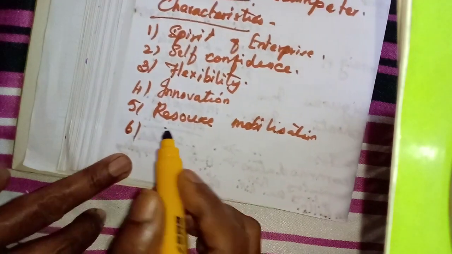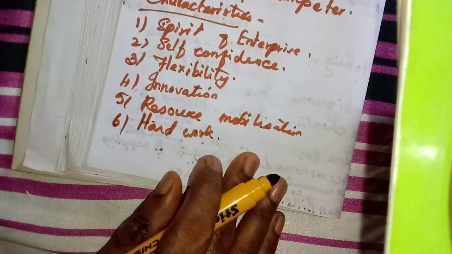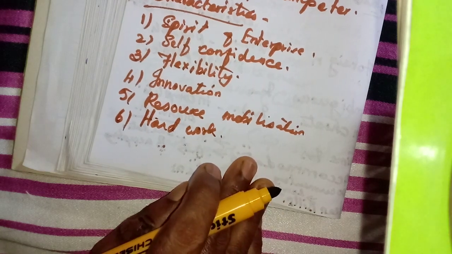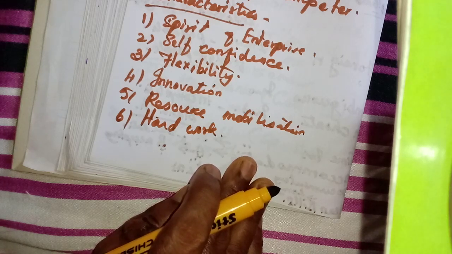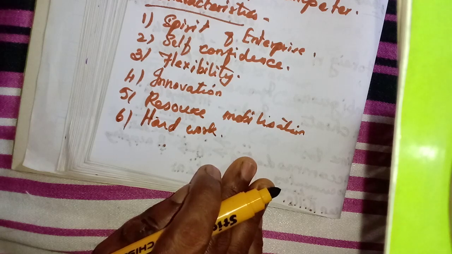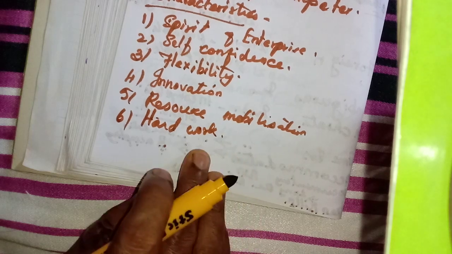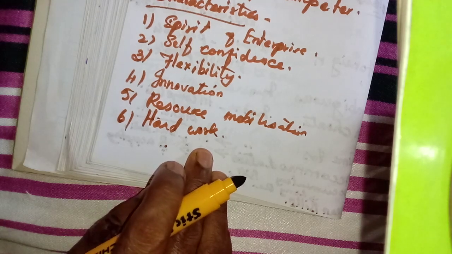Then hard work. Hard work is needed for any person. So as an entrepreneur, he must have hard work in order to achieve his goal successfully. Understand? In the situation of this changing environment, he has to face many problems. There he may not be discouraged. He should work hard in order to achieve his goal, what he has established.